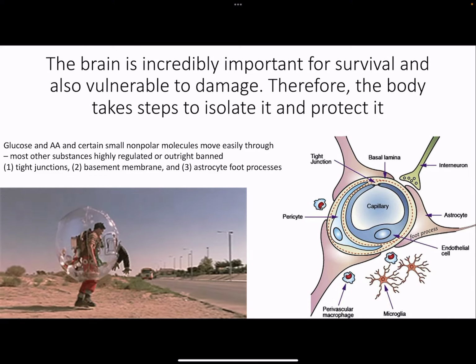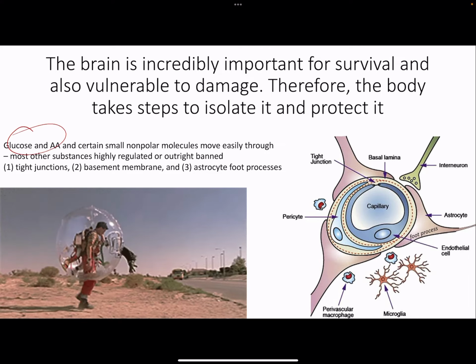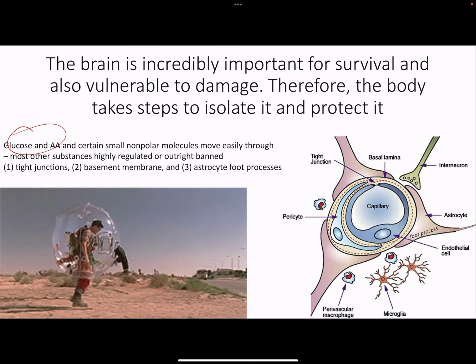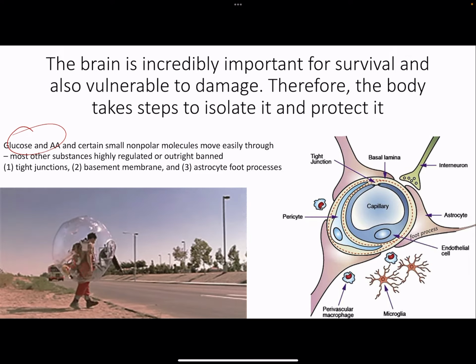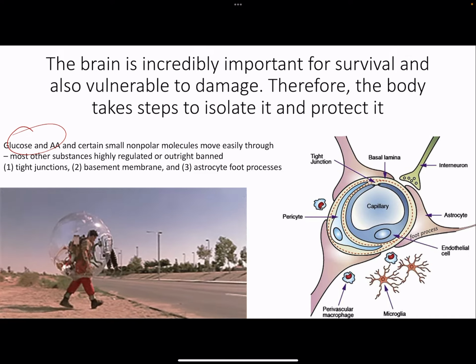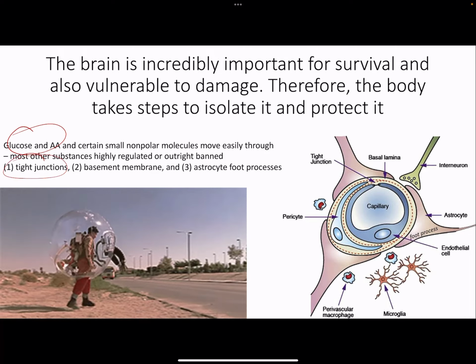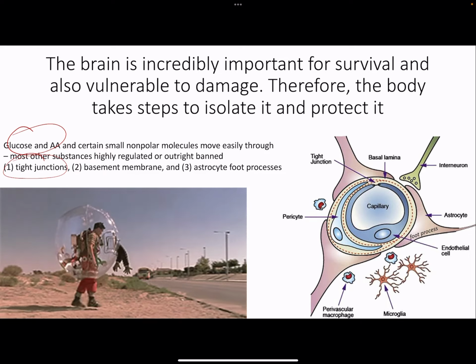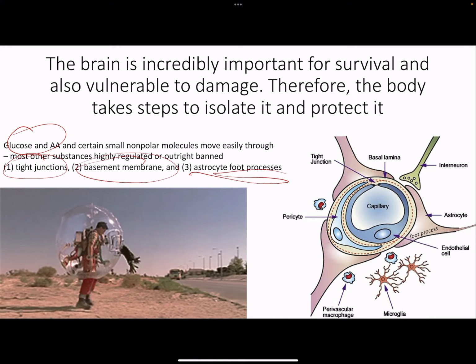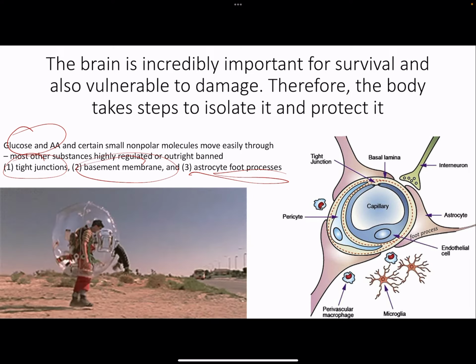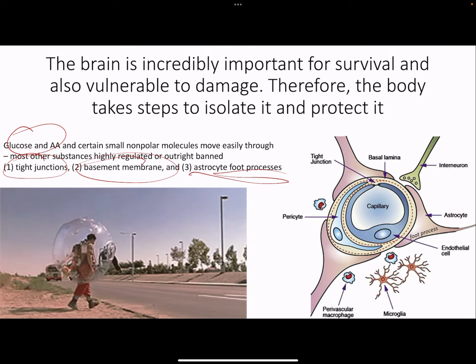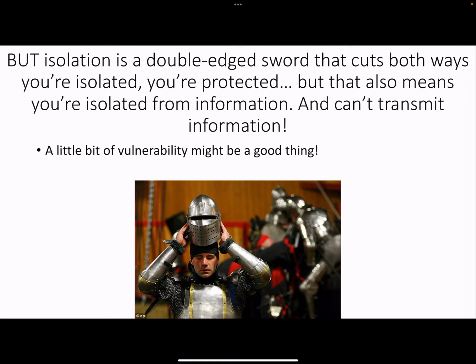It does this with the blood-brain barrier, where some things like glucose and amino acids will typically be allowed in, although they're regulated, but a lot of other things are outright banned as opposed to normal systemic circulation. This tight blood-brain barrier is achieved through tight junctions of astrocyte foot processes in a thickened and tougher basement membrane, just to keep it from harm. But this isolation is a double-edged sword, right? If you're extra protected from bad things in the body, that also means you might be protected from information that we might have in our blood. It also means it might be difficult to get information out into the blood if we need to.